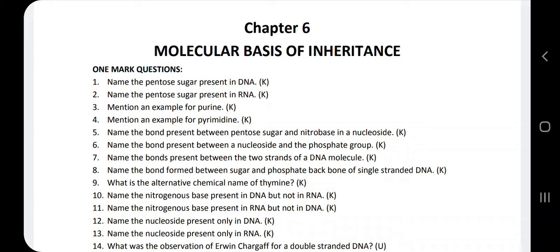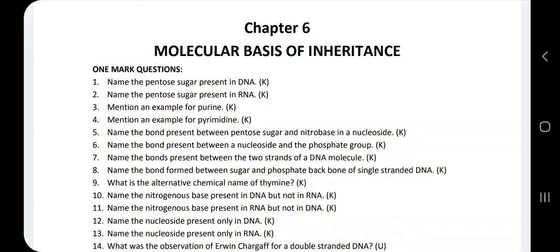So here they are asking for one example for purine. How many purines are there? Two purines are there. What are those two purines? Adenine and guanine. As they are asking for only one purine, among these two any one you can mention. Fourth question: mention an example for pyrimidine.